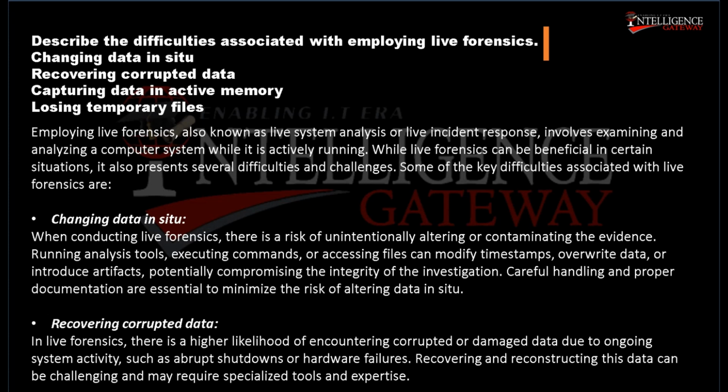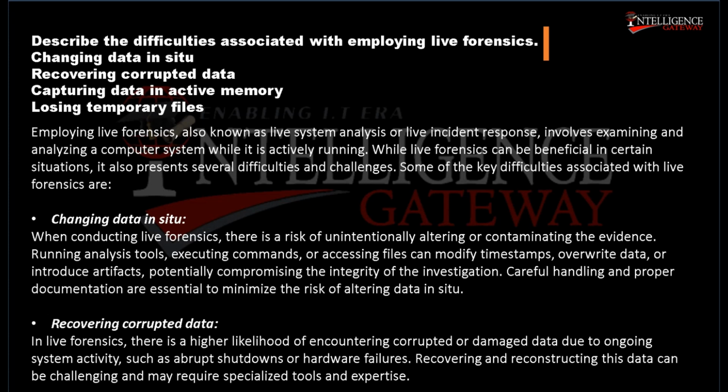Changing data in situ. When conducting live forensics, there is a risk of unintentionally altering or contaminating the evidence. Running analysis tools, executing commands, or accessing files can modify timestamps, overwrite data, or introduce artifacts, potentially compromising the integrity of the investigation. Careful handling and proper documentation are essential to minimize the risk of altering data in situ.